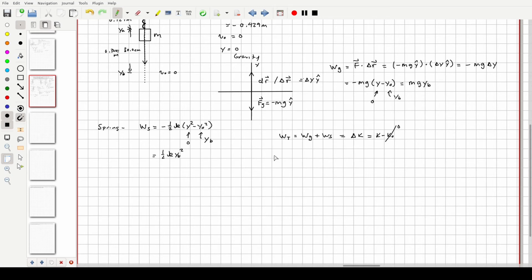All right. So what does this look like? Let's go ahead and just add these things up. I have mgy sub b plus 1/2 k y sub b squared, and that's equal to the kinetic energy, which looks like 1/2 mv squared, and this is what we're looking for. Okay, so let's flip sides and do a little bit of rearranging. If I multiply 2 through and divide by m, I have k over m y sub b squared plus 2gy sub b.